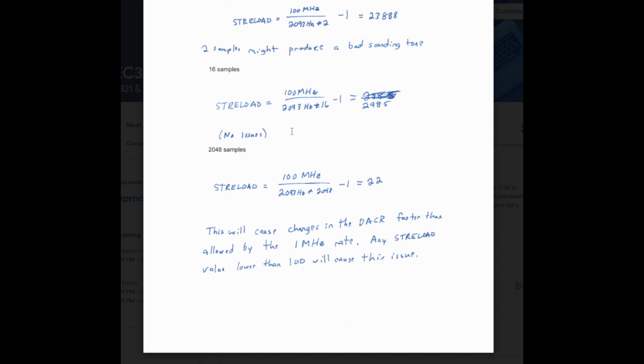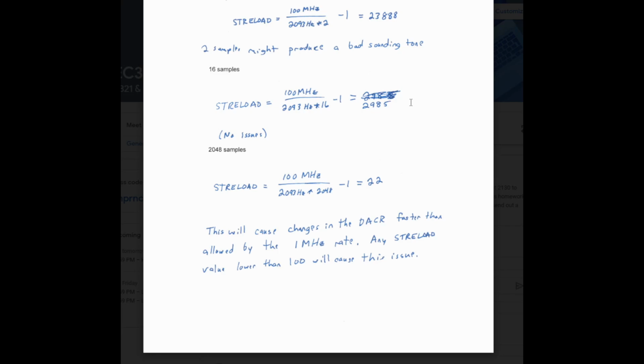Now 16 samples, so again, just plug and chug. 100 megahertz over 2093 hertz times 16 minus 1 gives us 2985. So no issues there. It's probably a reasonable sine wave because we have 16 samples in it. And 2985 is a reasonable rate to update the DAC at.